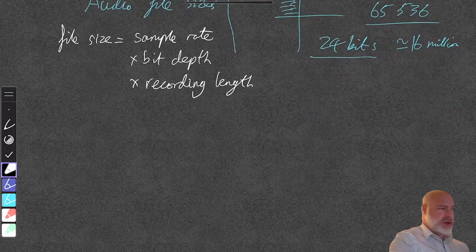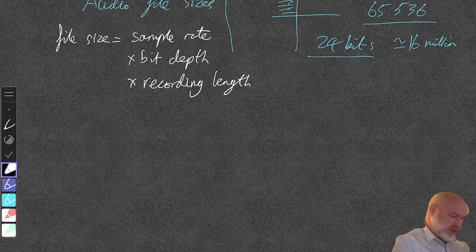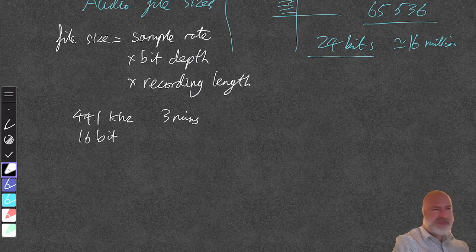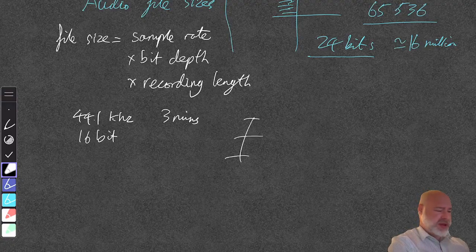So let's just do a quick example. So let's say we've got a 44.1 kilohertz song, and it's 3 minutes long, and it's at 16-bit depth. So imagine a CD track that's 3 minutes long. It's sampled at 44.1 kilohertz. It's 16-bit amplitude, bit depth, and the duration is 3 minutes. What's the file size?